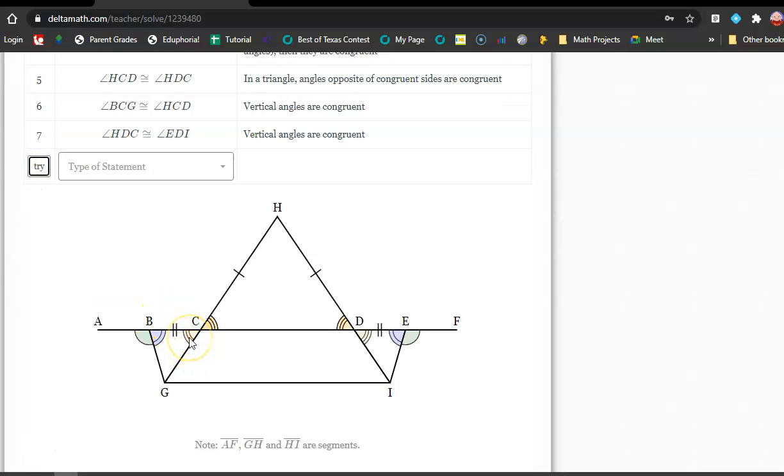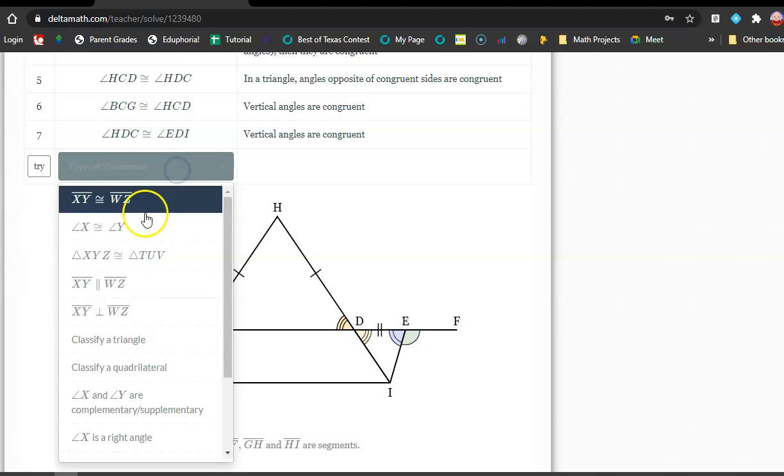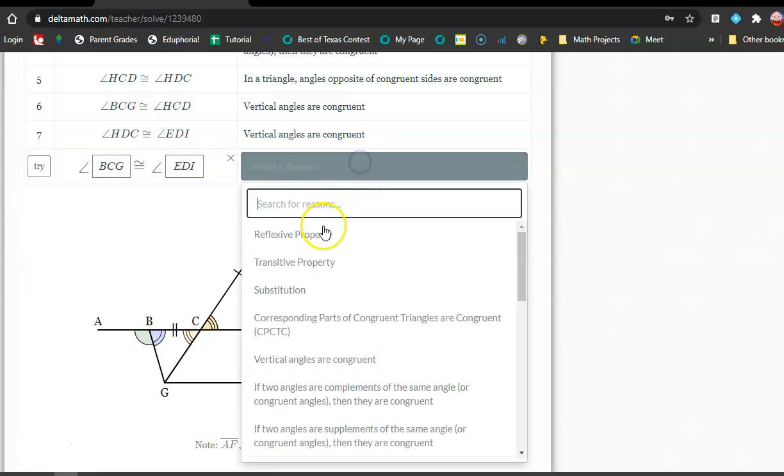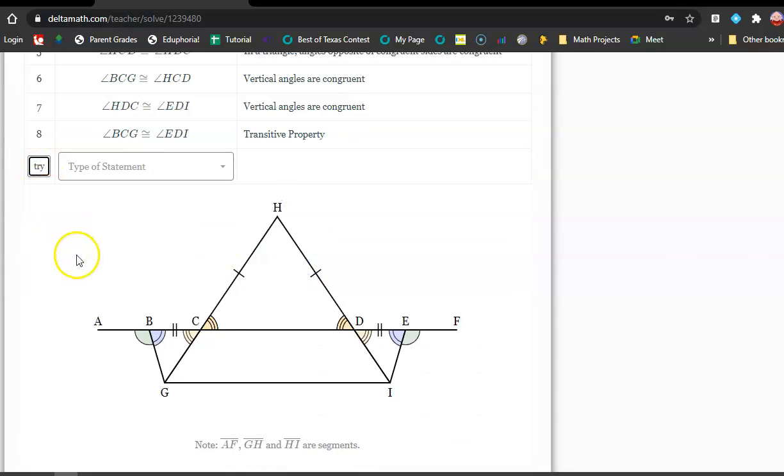And look, BCG is congruent to HCD, which is congruent to HDC, and so it's also congruent to IDE. And that is the transitive property. If you have two things that are congruent to the same thing, then they're congruent to each other. So BCG is congruent to EDI by the transitive property. So now, do I have three sets of congruent parts inside my triangle? I do. I have an angle, I have another angle, and I have a side. And so that is going to do it.